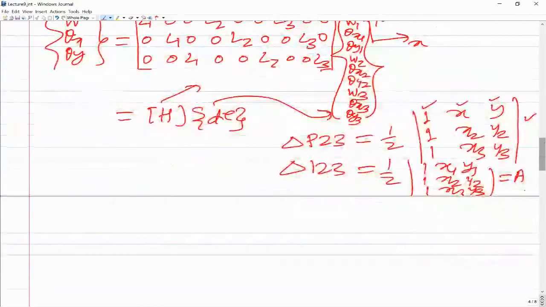Sir, L3 is dependent on L1 and L2. Yes, the sum of these three is equal to unity. L1 plus L2 plus L3 is going to be unity, so you can write one in terms of the other two. That is true. Any other doubt?